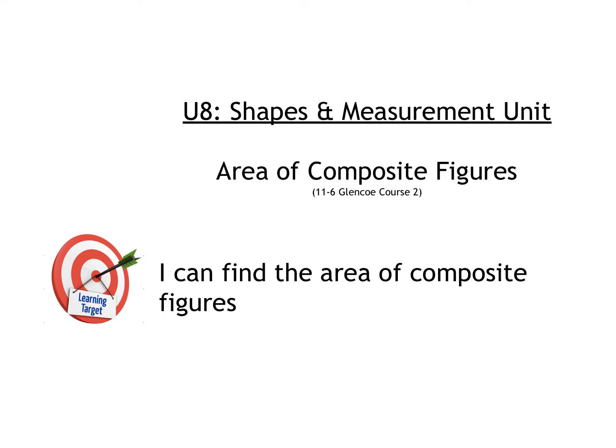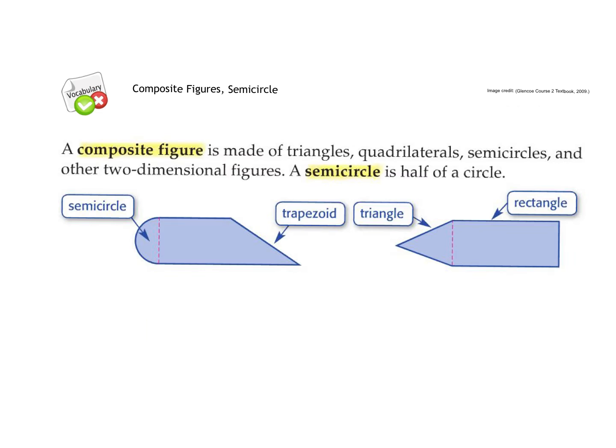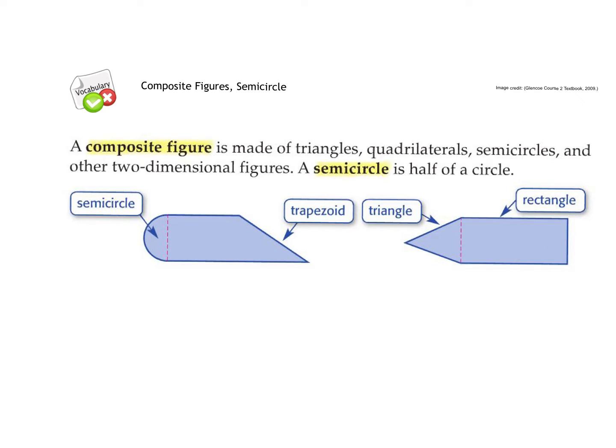Hey there, we are still in Unit 8, and this lesson is on finding the area of composite figures. A composite figure is made up of triangles, quadrilaterals, semicircles, and other two-dimensional figures. A semicircle is half of a circle.